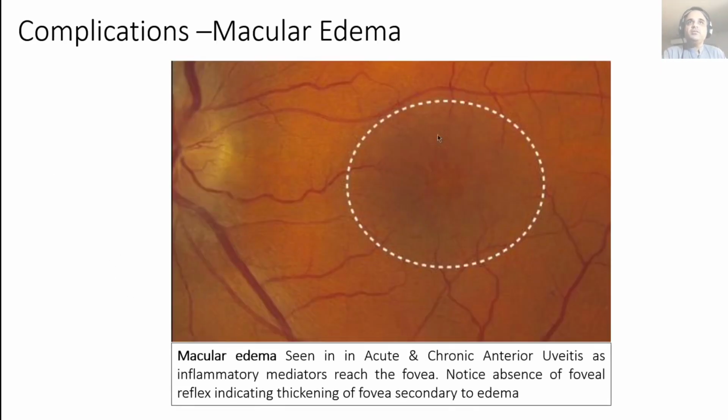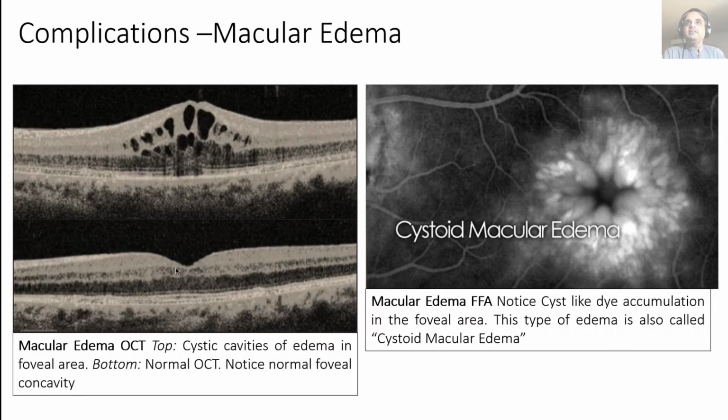This is just a loss of foveal reflex, showing you that your macula has lost its normal concavity. This is the normal macula, remember, it was concave on OCT. These are the cystic spaces with fluid, and this is how it appears on an FFA, and it's called cystoid because these are little cystic spaces in which you have dye collecting, the cystoid macular edema.